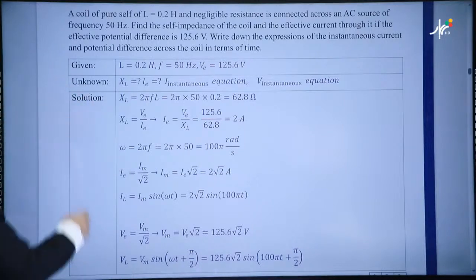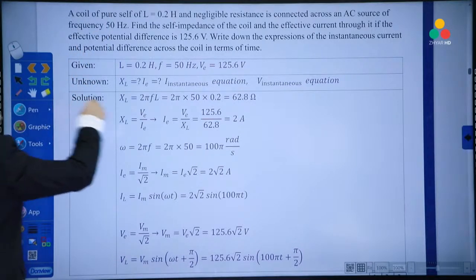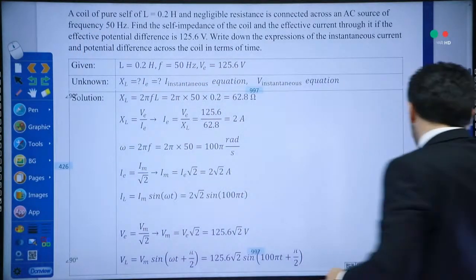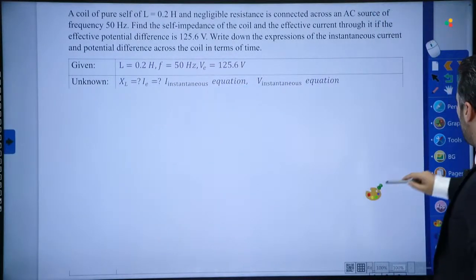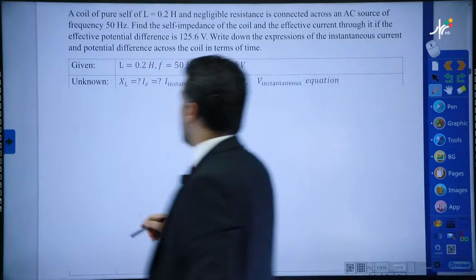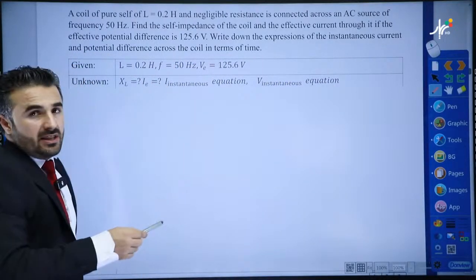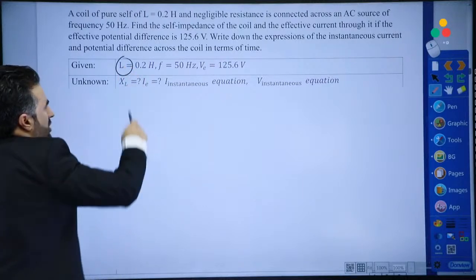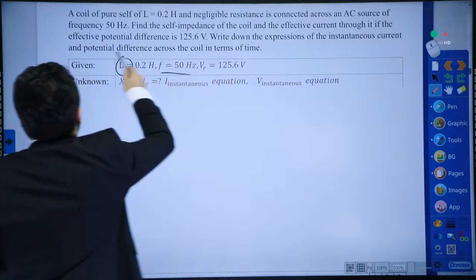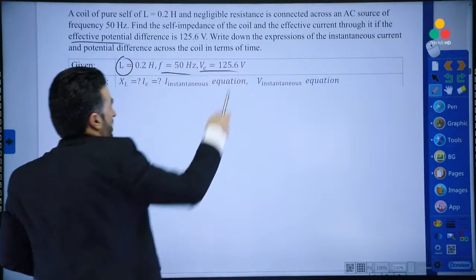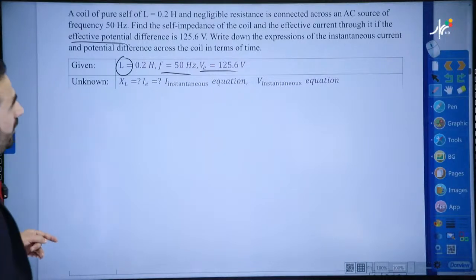So let's do this one because this is a very interesting question. I'm not going to cover those because these tell you what information we need and what information is given. The first thing, we're given the value for the inductor, L, which is 0.2 Henry. We have a frequency, which is 50 Hertz, and we have V effective, because it tells you the effective potential difference, which is 125.6 volt.